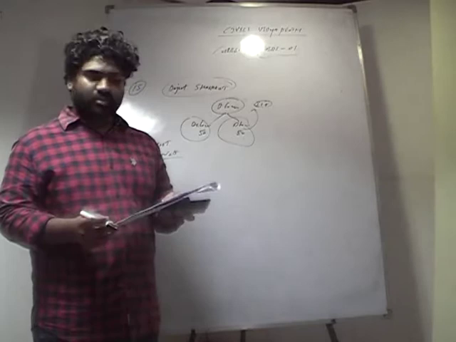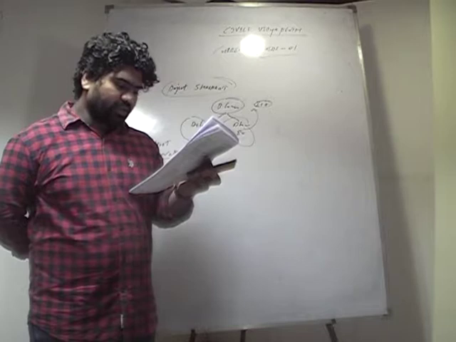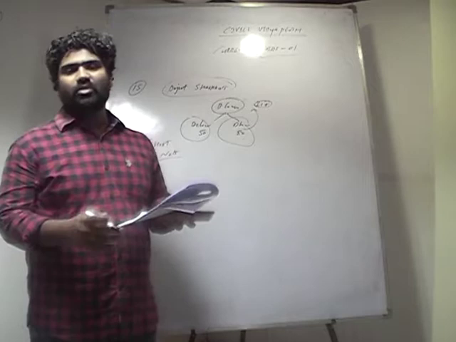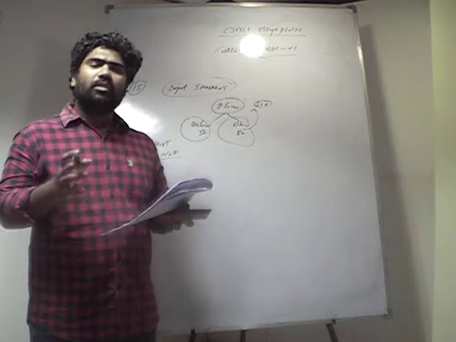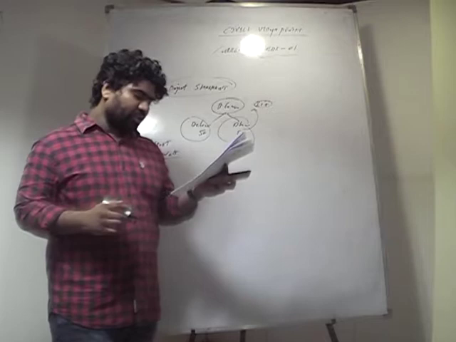Question number 17. Which of the following is not a member of the Financial Stability and Development Council? This body is headed by the Union Finance Minister, so how financial stability is to be maintained is decided in this framework. The RBI Governor is a member of that one. The Secretary of the Department of Economic Affairs is a member of that one.